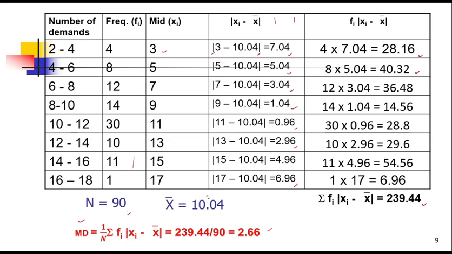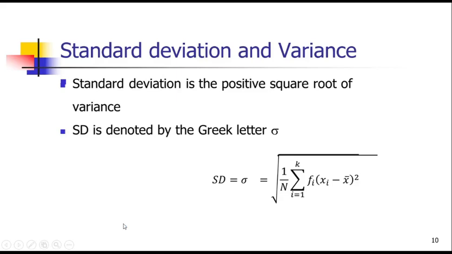Remember that whenever you compute anything in statistics, or any other science subject, always write the formula. Even if you know the formula, don't start with MD equals 239.44 by 90. Just write the formula and then go a step forward, so every onlooker will understand how these things are. So already we have seen the computation of the mean deviation about the mean.